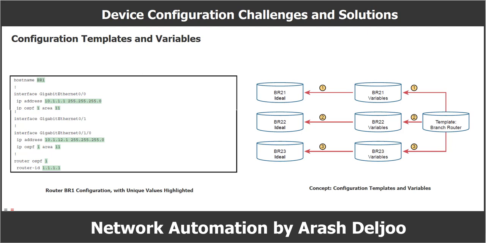Engineers can then edit the standard template file for a device role as a separate file from each device's variable file. The configuration management tool can then process the template and variables to create the ideal configuration file for each device. As you can see in the right figure, which shows the configuration files being built for branch routers BR21, BR22, and BR23, we have a template for the branch router, and after populating the template with the branch 2.1, 2.2, and 2.3 variables, we now have the complete configuration for each of these branches.